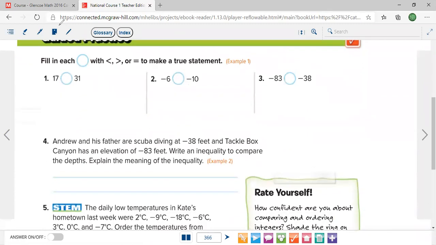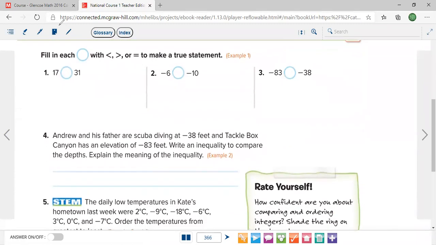Now, Shabab, guided practice will be very simple for you. 31 is bigger, -6 is bigger, -38 is bigger than -83, because in negative the smaller is bigger.